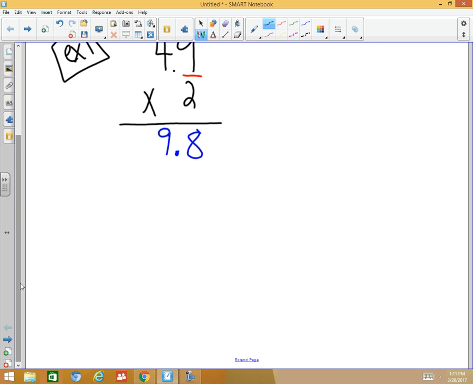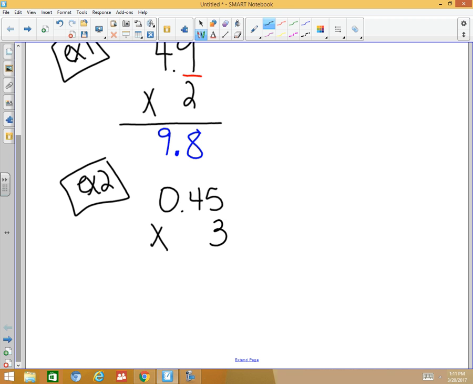Example 2. Example 2 looks like this. You multiply. You try to find what the answer is and check with me in just a second.